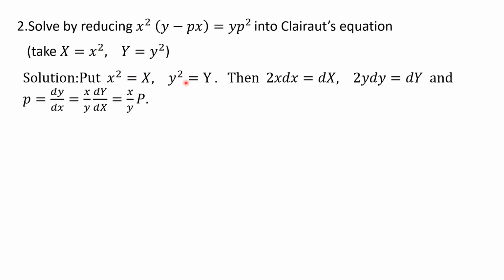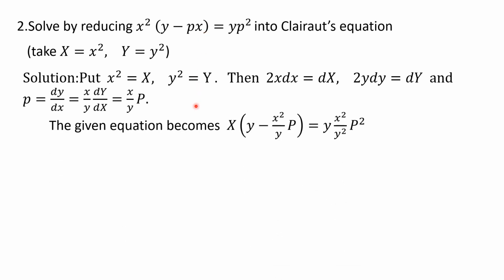So take x square equal to X, y square equal to Y, differentiate on both sides. It gives 2x dx equal to dX, and 2y dy is equal to dY. And from this you can get dy by dx, which is nothing but small letter p. So dy by dx is x by y. In terms of the new variable we will get dY by dX, which we can denote as capital letter P, so x by y p. So substitute in the given equation. So first we have to substitute x square, y square and p. Don't substitute for y and x, then you can simplify.